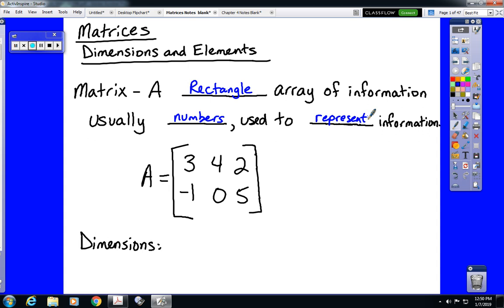So here we have a matrix. We call this matrix A. We name matrices with capital letters. So this is matrix A. And we always name with capital letters.